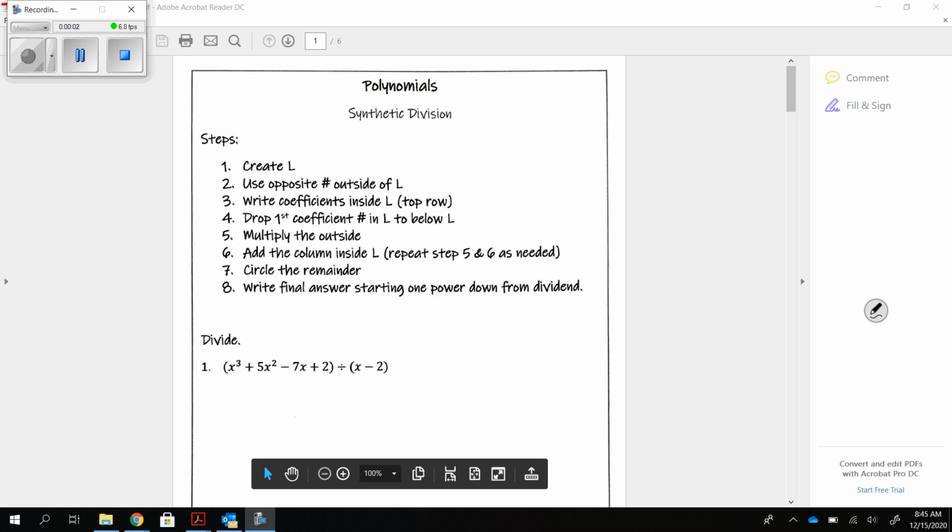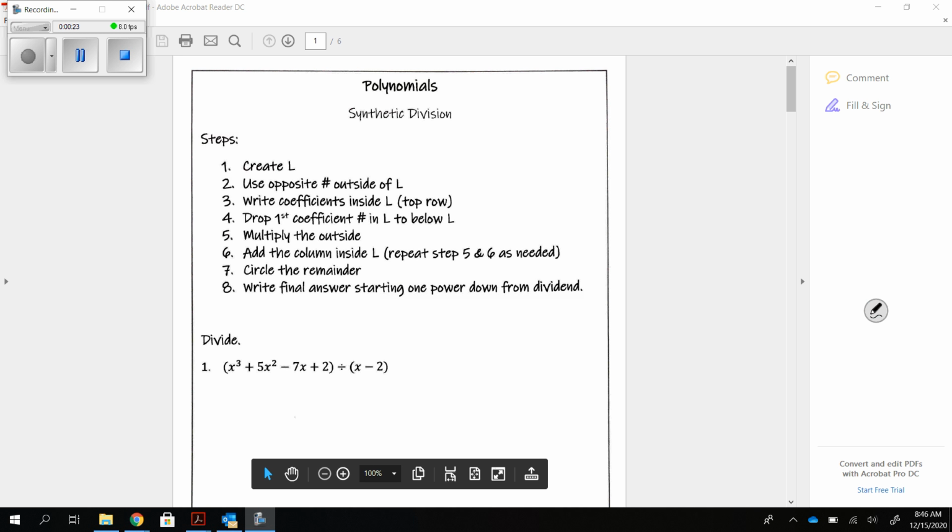Alright, today we are continuing polynomials and this time doing synthetic division. I need to make sure we are paying attention to this. Okay, please pay attention. This can be very confusing if you don't know how to do it. Make sure you take notes and make sure you are practicing by doing your worksheet.